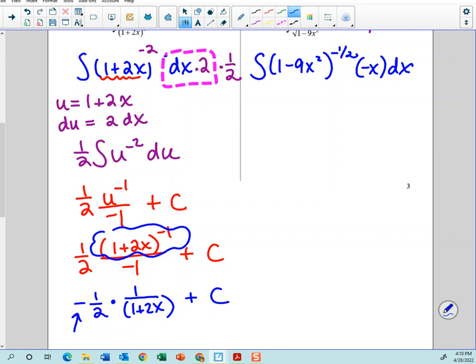Now, this would be a good place to pause and see if you can try number 10 right next to it. I already have it rewritten for you. And now I'm going to work it out. There's my u. Here's my du.